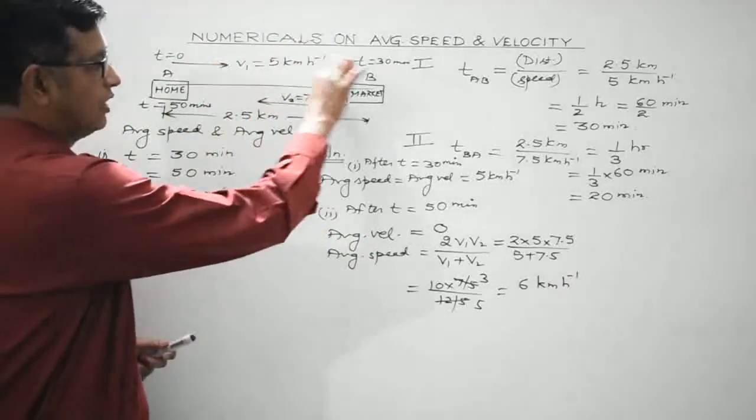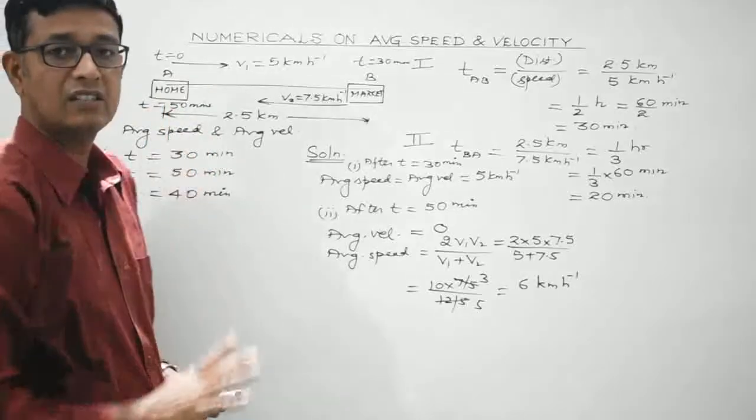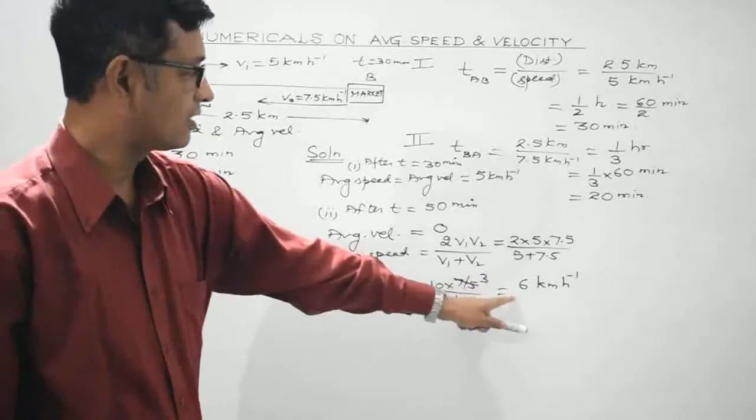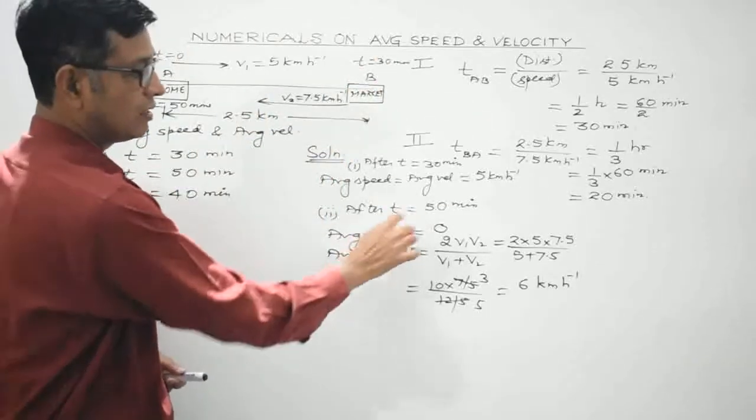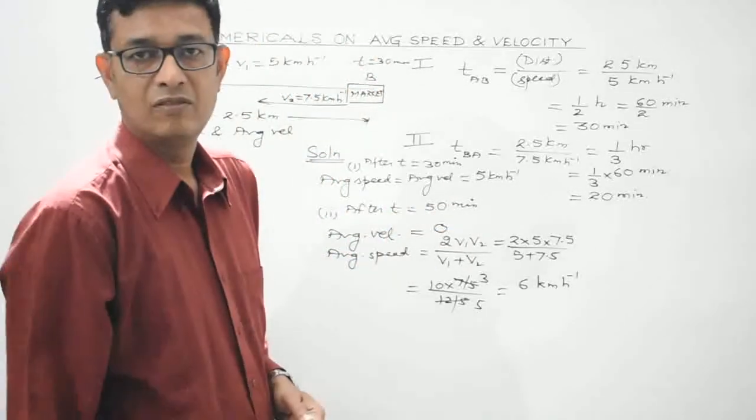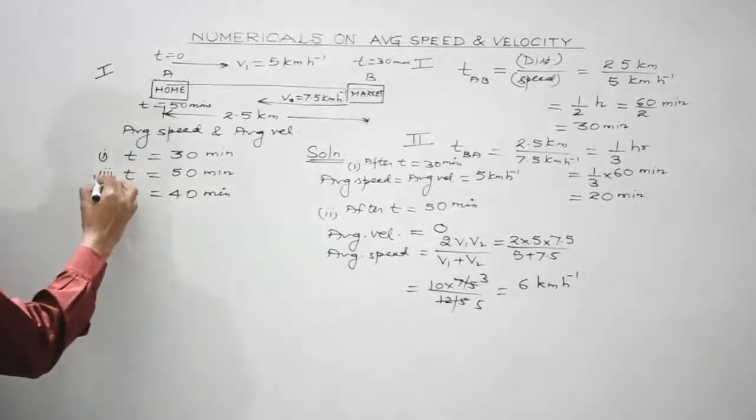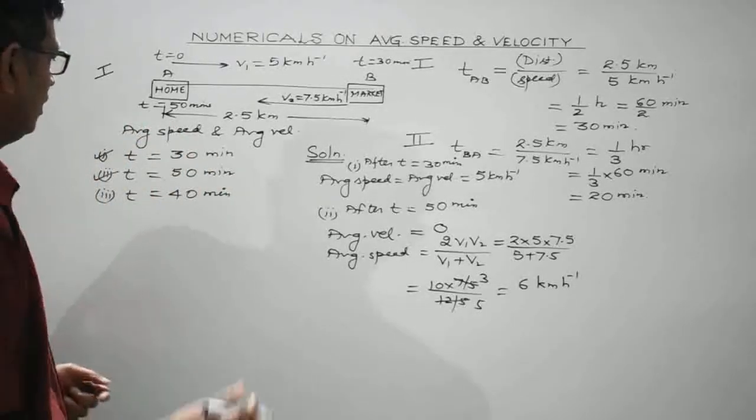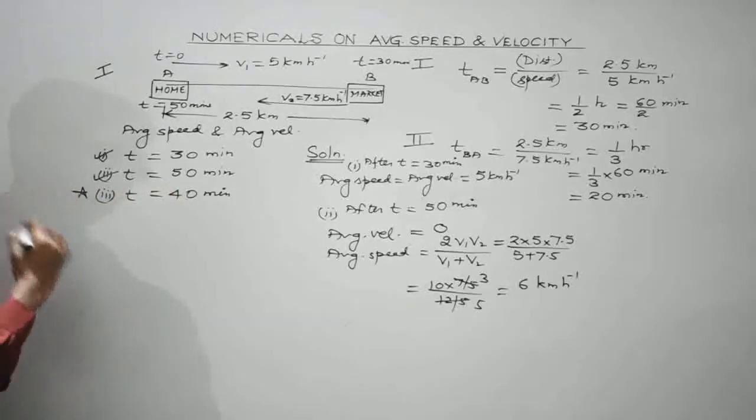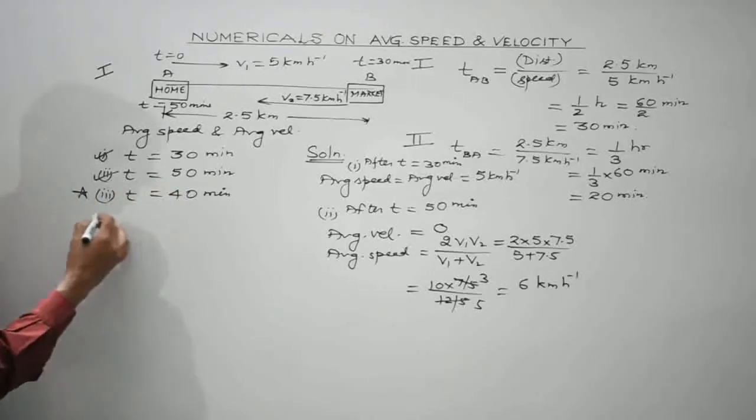So what is the average speed for the time interval of 50 minutes? It is 6 km per hour. What is the average velocity during the time interval of 50 minutes? It is 0. Clear? So that's the second part, right? Now this is very, very interesting. This is very interesting. Let's consider the third part.